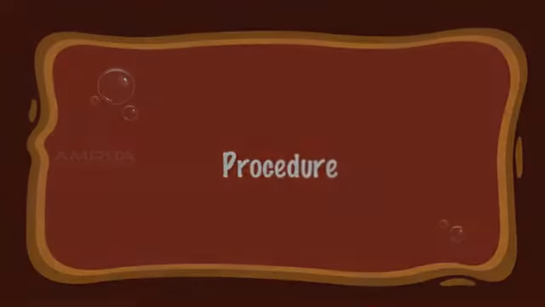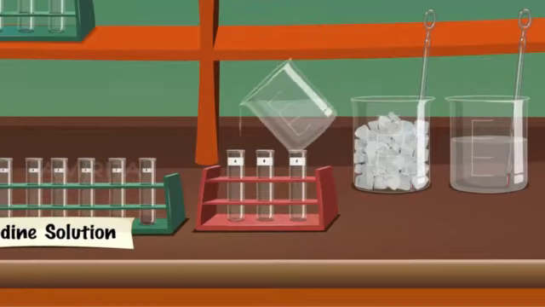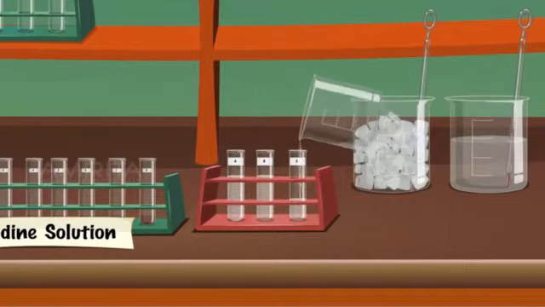Procedure: take a beaker containing 15 ml of 1% starch solution plus 3 ml of 1% NaCl solution. Divide and pour the solution into 3 test tubes and mark them as A, B and C.